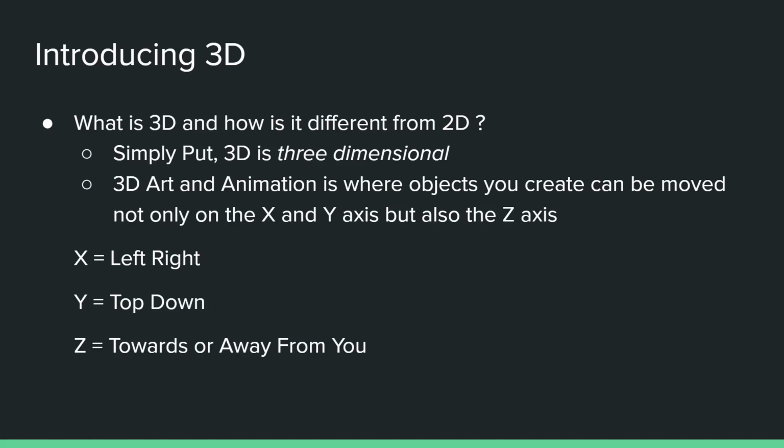Alright, so just a basic introduction of what 3D is. 3D is, simply put, three-dimensional. So 3D art and animation is where objects that you create can be moved not only on the X and Y axis, but also on the Z axis. You can see down here, X is left and right, Y is up and down, and Z is towards or away from you. Usually when you're working with Photoshop, or drawing in Paint, for example, on your computer, you can only move objects on a two-dimensional plane. So you either move it right or you move it left. 3D art and 3D packages allow you to manipulate objects in the Z axis. That's why it's called 3D.